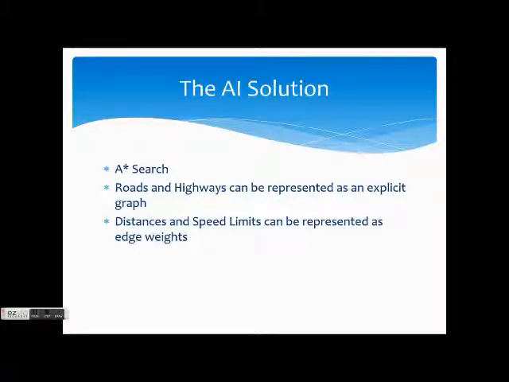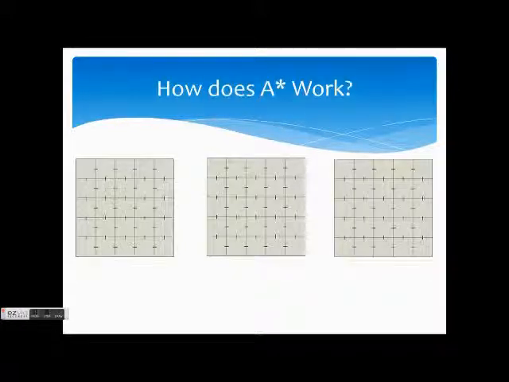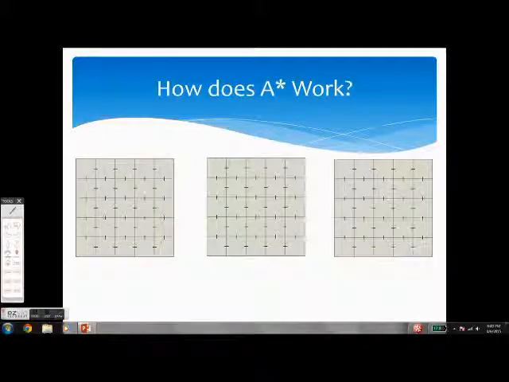With A-star search, you can search on a graph or a tree. In this case, it lends itself to a graph representation because roads and highways can be represented as edges and intersections can be represented as vertices. And then when relating to the mapping problem and giving directions, distances and speed limits can be used in order to come up with edge weights. So we're going to talk about first how A-star works.